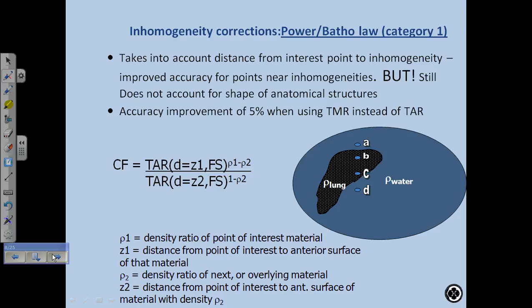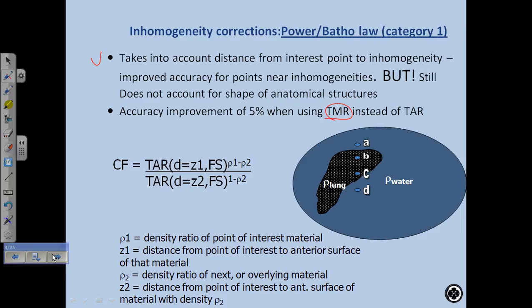This is still a category 1, so it doesn't consider electron transport, and it's a 1D sampling. This one is a little bit more accurate than the other one, and I would recommend this if you're going to do hand calcs. This one takes into account the distance from the point of interest to the inhomogeneity. So this has improved accuracy for points near inhomogeneity, but still does not account for the shape of the structures. Okay, it's still 1D, which means it's still a 1D sampling. And if you use TMR instead of TAR, you'll get a 5% improvement in accuracy.